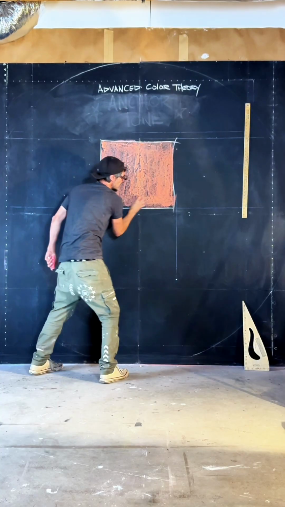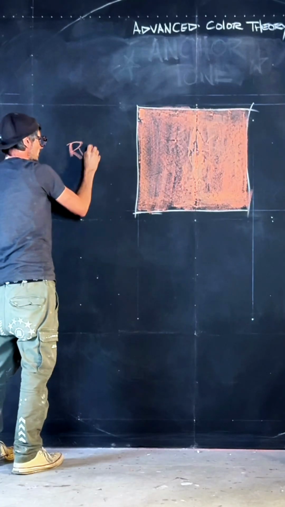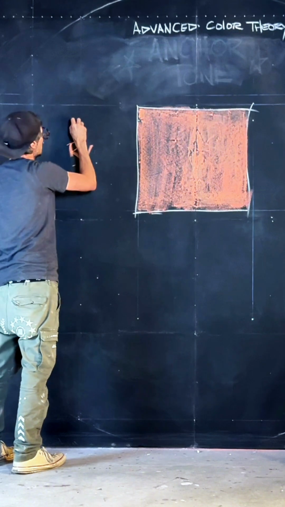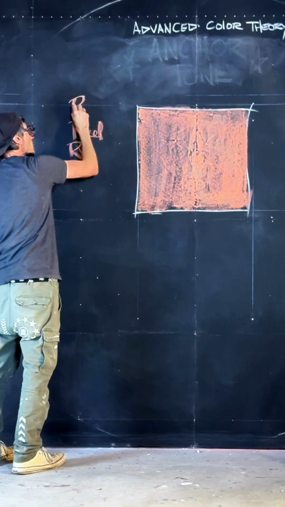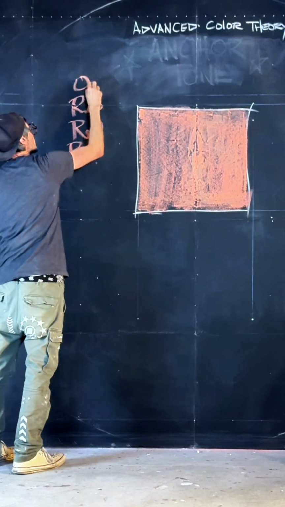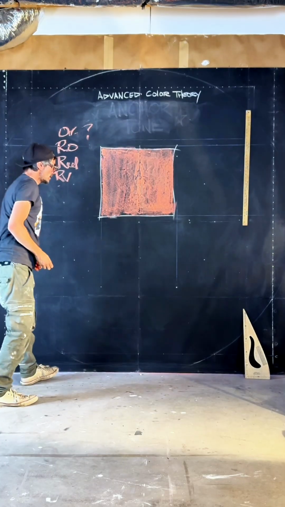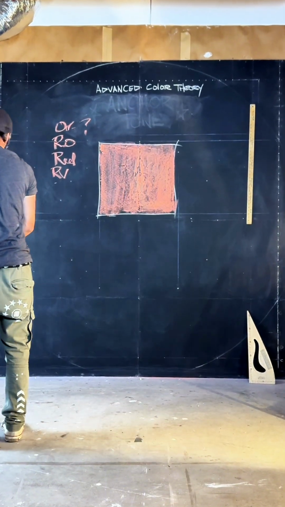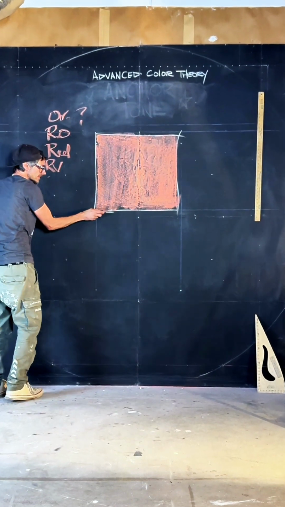So what is it? Let's see. Is this red violet? Is it red? Is it red orange? Or is it orange? Well, it can be hard to tell. So here's a way to do it. An anchoring tone will help you figure this out.